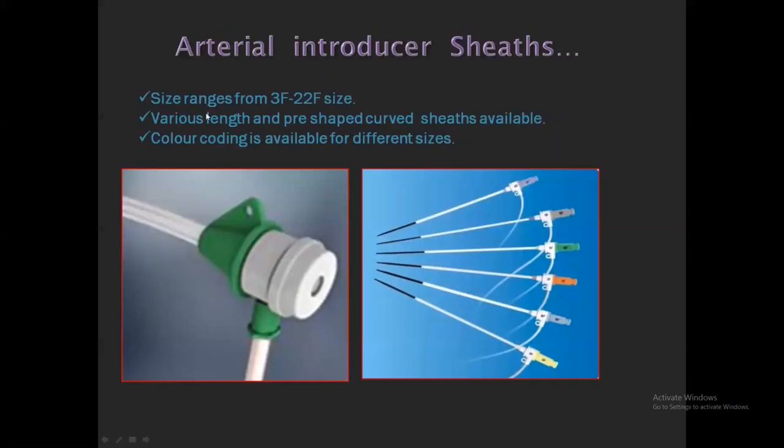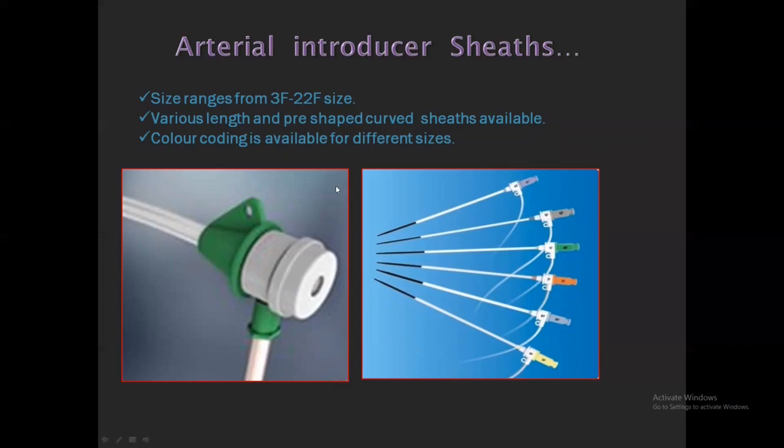Another device is called an arterial introducer sheath, which is like an IV line when we are putting in a venous cannula. Similarly, one device is there, called the arterial sheath. It comes in different diameters from 3 French to 22 French.